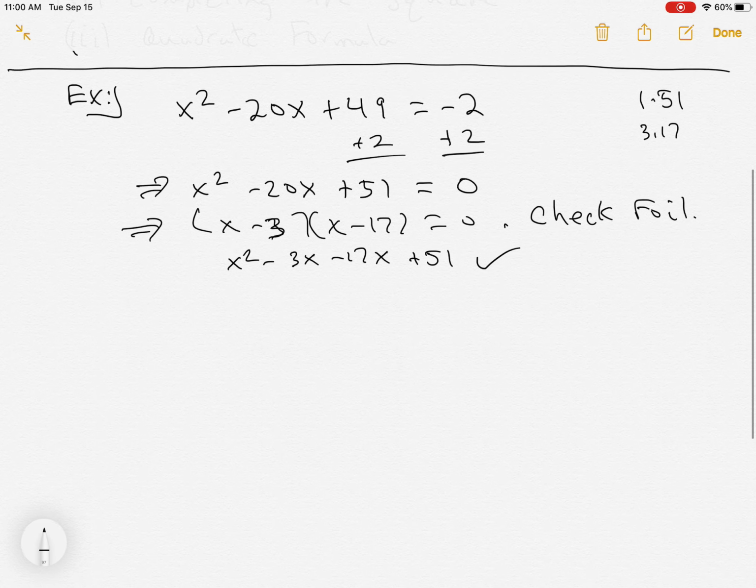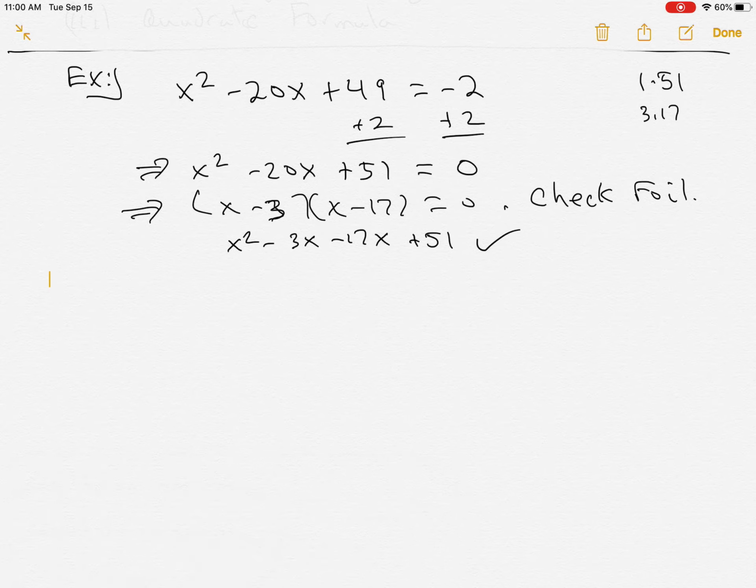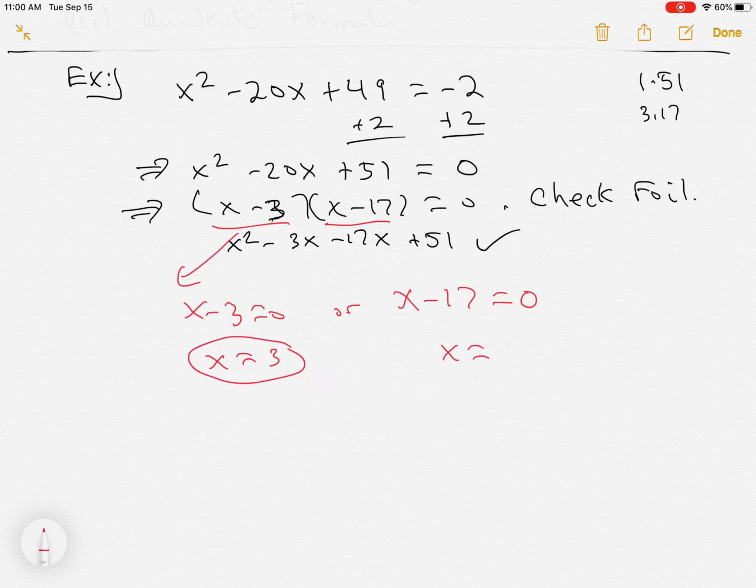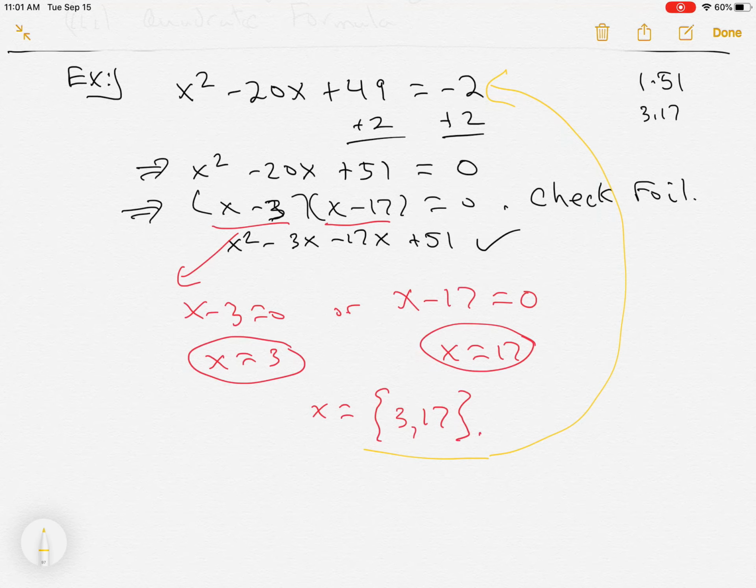Okay, so from here, we invoke the zero product property, which says that if this guy times this guy equals zero, then this one equals zero or this one equals zero. And so you solve these little linear equations, you get x equals 3, x equals 17, and so your final answers are 3 and 17. You could take both of them, plug them into the original equation and make sure it works, but I think by now we've figured that out. Okay, so that was one by factoring.